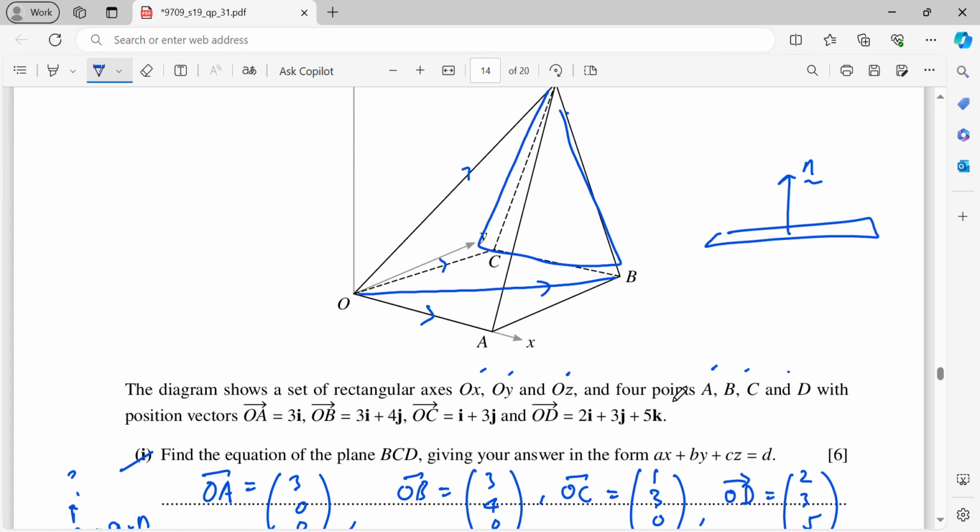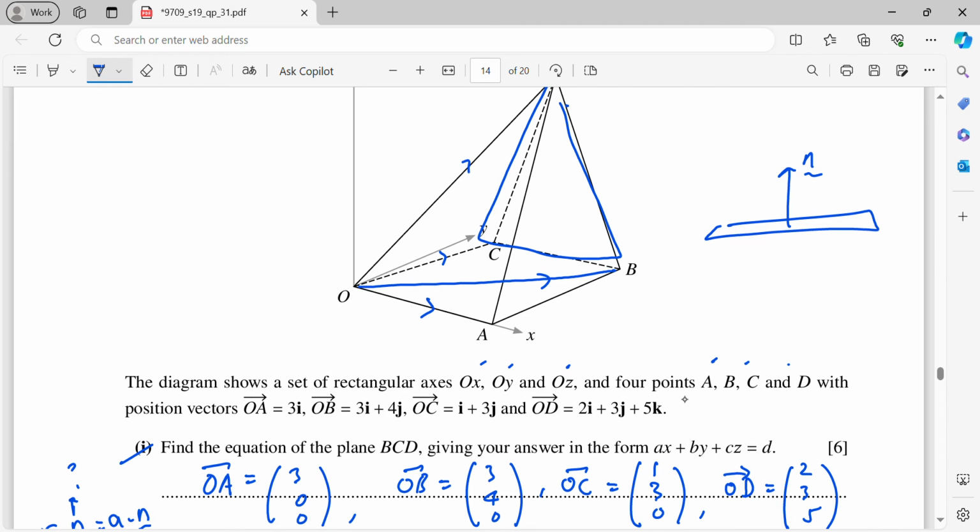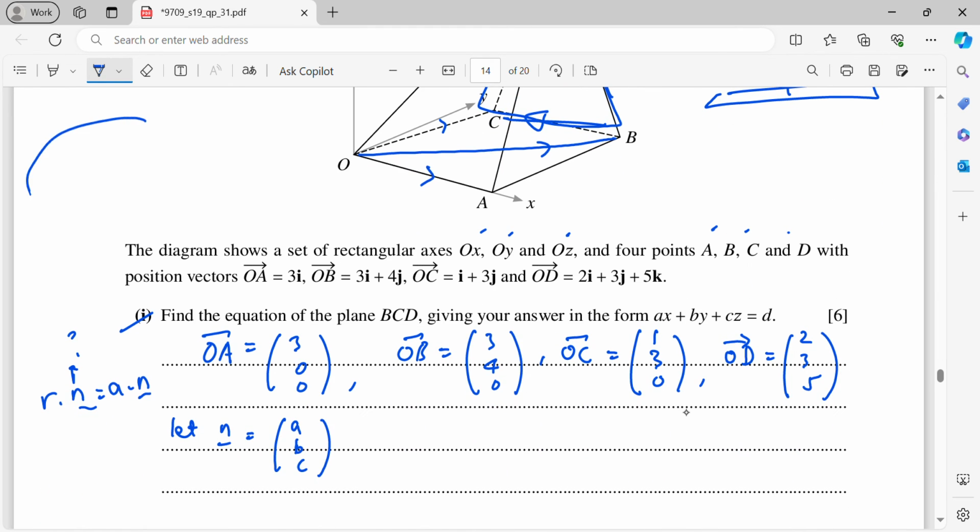That means your plane consists of vector BC, and also BD. So in other words, this is a plane. Here you have BC and this is BD. Then my n is perpendicular to both vectors. So that's why I need to find out the vectors BC and BD.